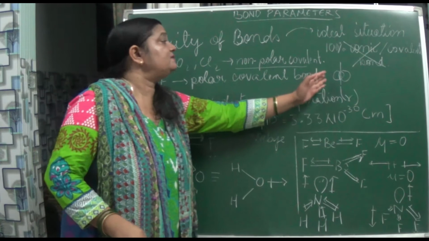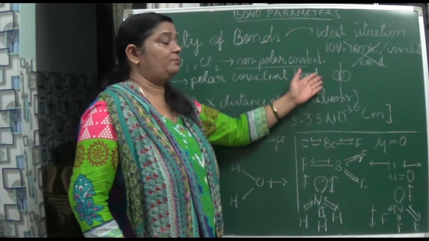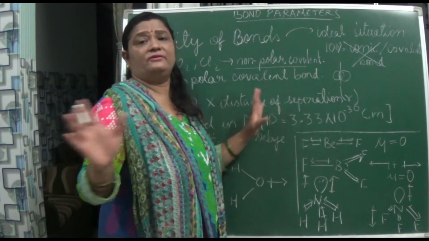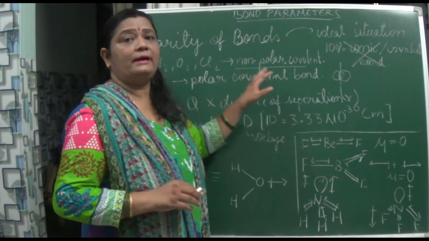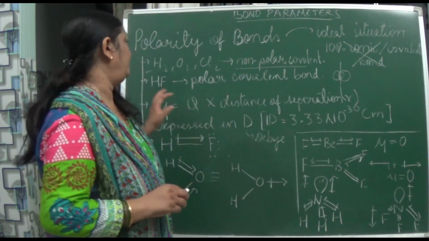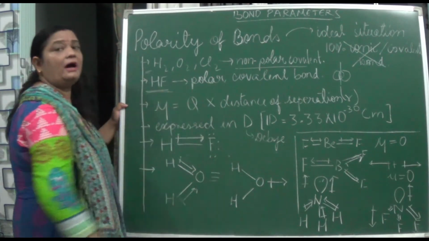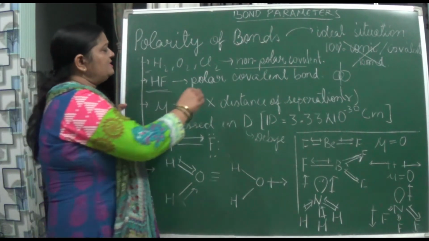We can't say that this hydrogen is more negative, or this is more negative, or this is positive. We can't differentiate that. Okay, so that type of molecules are known as what? Non-polar covalent molecules.